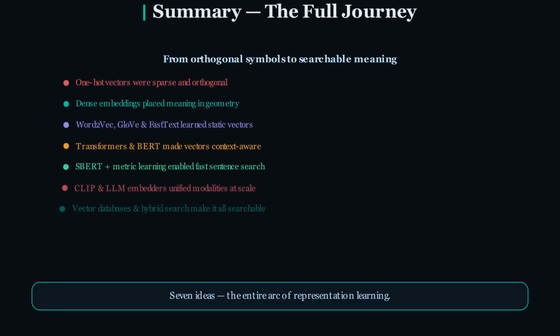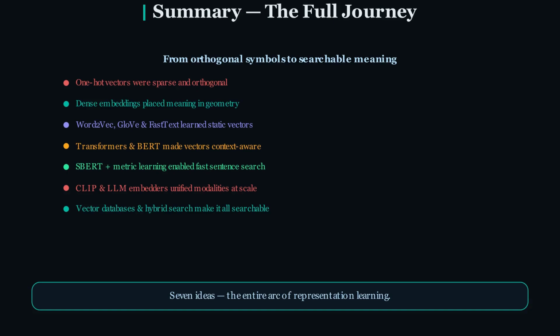Let's recap the entire journey. One-hot vectors were sparse and orthogonal, carrying no meaning. Dense embeddings placed meaning directly into geometry. Word2Vec, GloVe, and fastText learned those static vectors from raw text. Transformers and BERT made vectors dynamic and context-aware.